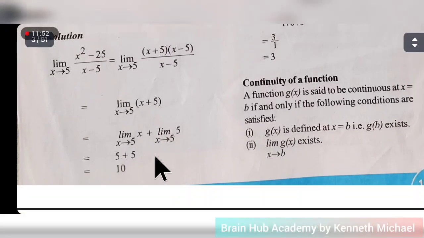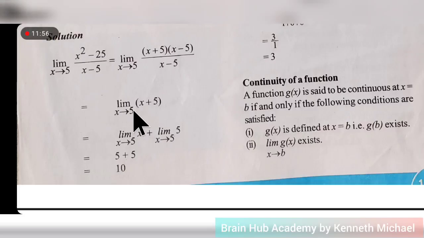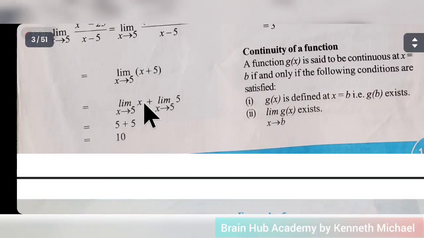So if that is the case, then the limit as x turns to 5 of x plus 5 will become the limit of x plus the limit of 5. As x turns to 5, the first will become 5, and the limit of 5 is a constant. The limit of 5 is still the same thing as 5. So 5 plus 5 is equal to 10.